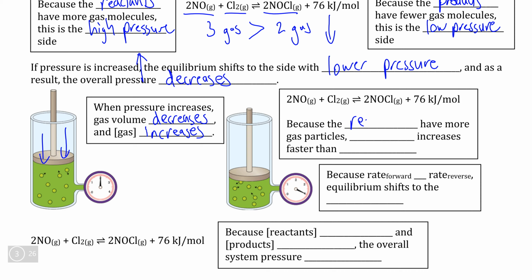Now, because the reactant side has more gas particles than the product side, the concentration increase in the reactants is going to have a bigger effect. If there are more gas particles in the reactants than in the products, it's more likely that the reactants will have more successful collisions than the product side.